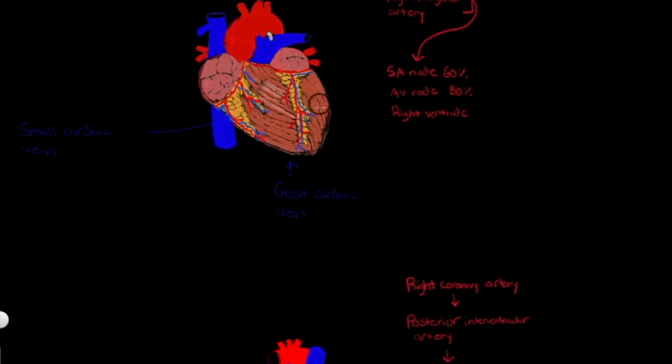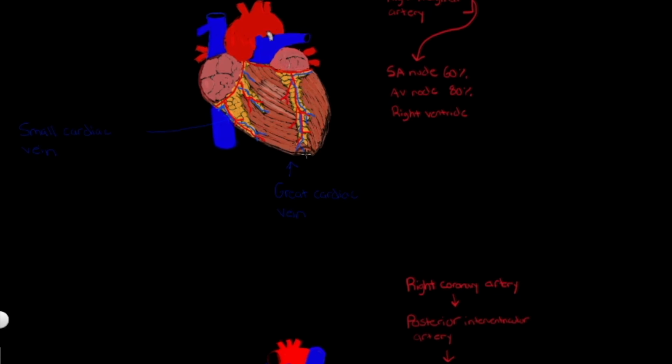Alright, so the last thing that I'm going to talk about here are the veins of the heart. The good thing about the veins of the heart is they basically follow the arteries and drain that portion of the heart that the artery supplies. So the great cardiac vein here follows the left anterior descending artery.